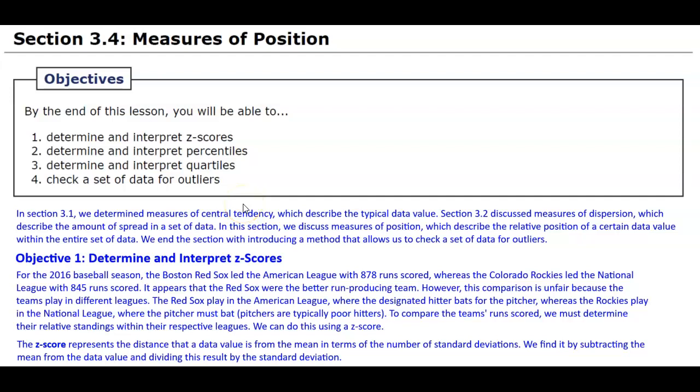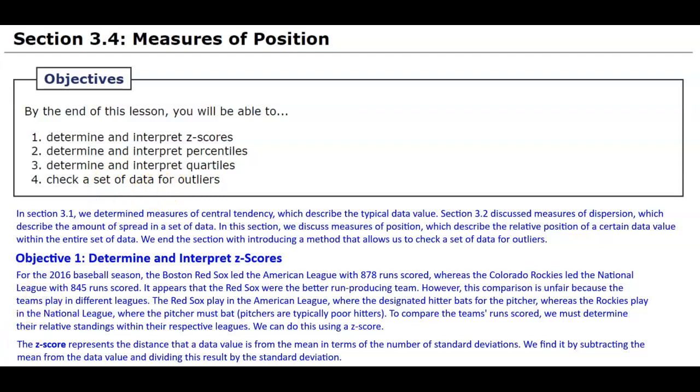Section 3.4, Measures of Position. The objectives of this section are to determine and interpret Z-scores, determine and interpret percentiles, determine and interpret quartiles, and check a set of data for outliers.